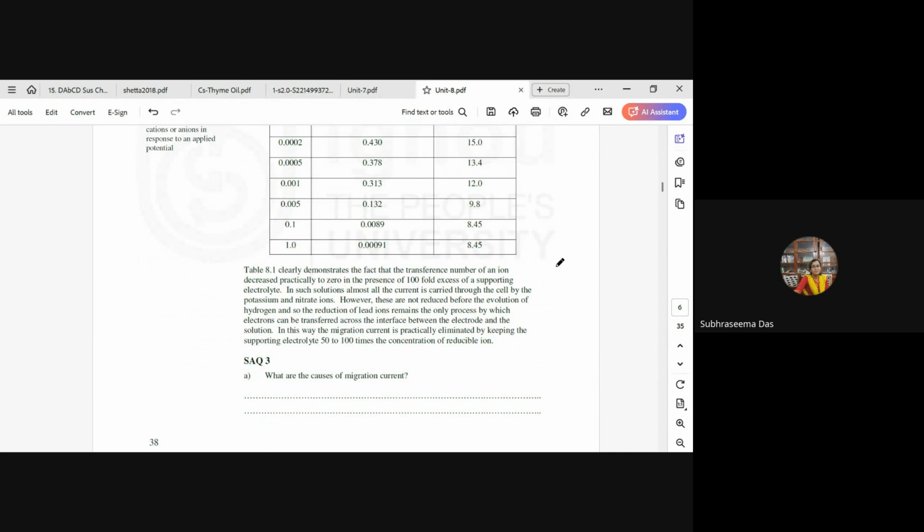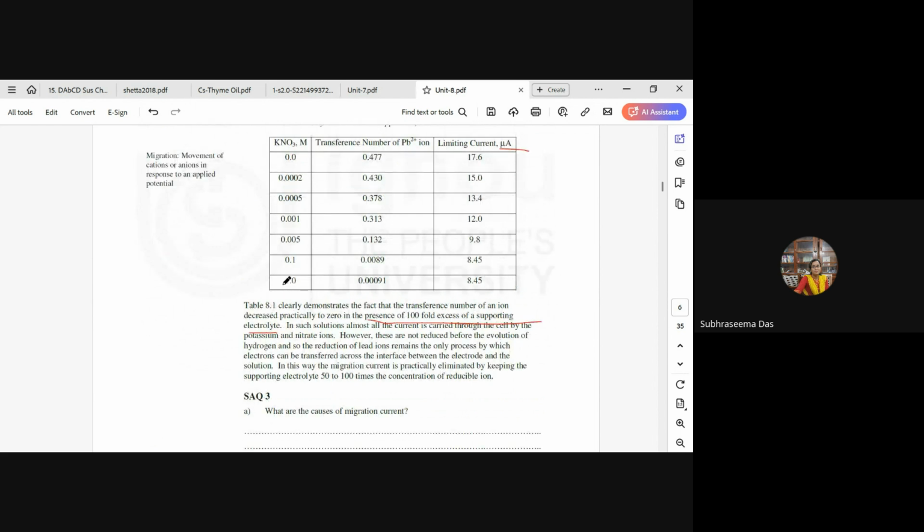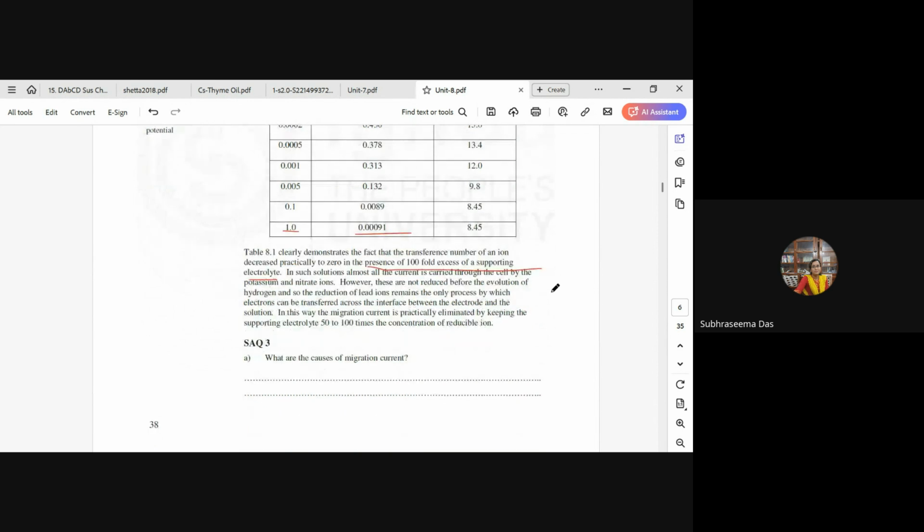From Table 8.1 we see that the transference number of an ion decreases practically to zero in the presence of a 100-fold excess of a supporting electrolyte. Like if we have 1 molar, the transference number becomes almost zero. In such solutions, almost all the current is carried through the cell by the potassium and nitrate ions. However, these are not reduced before the evolution of hydrogen, and so the reduction of lead ions remains the only process by which the electrons can be transferred.